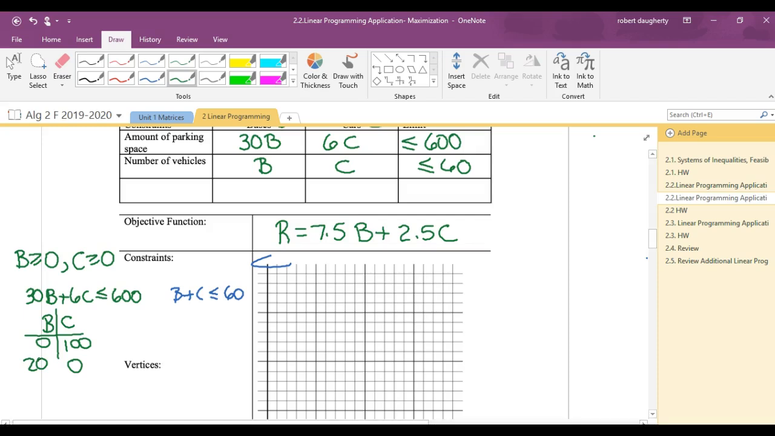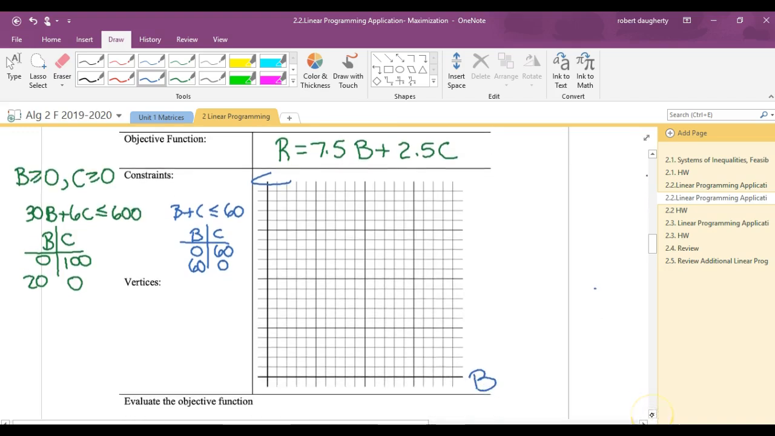And then let's look at B plus C. This one's pretty easy. If B is equal to 0, C is 60. And if C is 0, B is 60. Now I just need to graph the lines associated with those two constraints.